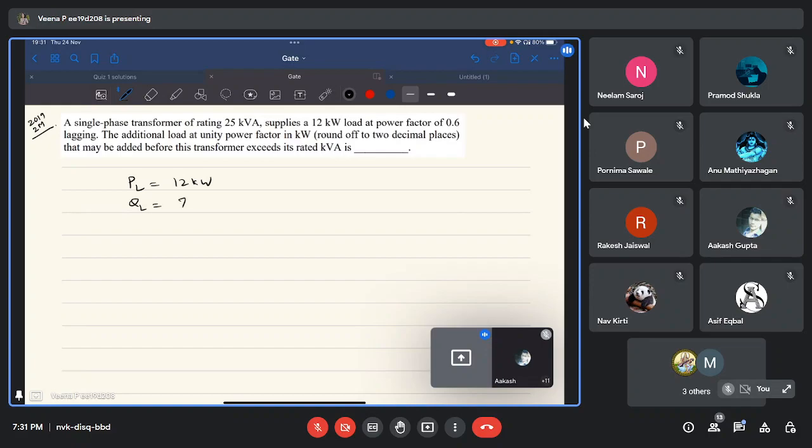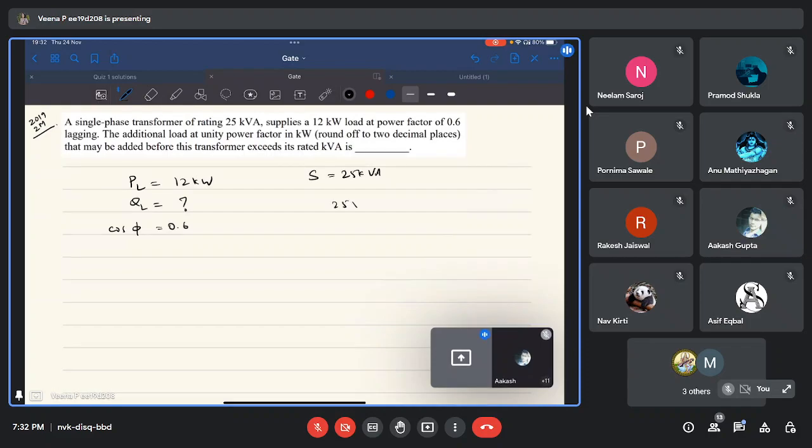We don't know what is the reactive power of the load. The rating of your single phase transformer is 25 kVA. The load power factor is also given, 0.6. So you know that the transformer is not fully loaded when this load is applied. How do you know that? Because 25 times 0.6 is greater than 12. So your transformer is loaded less than its maximum capacity in this question. So how much more load you can add so that the transformer is completely loaded is the question.